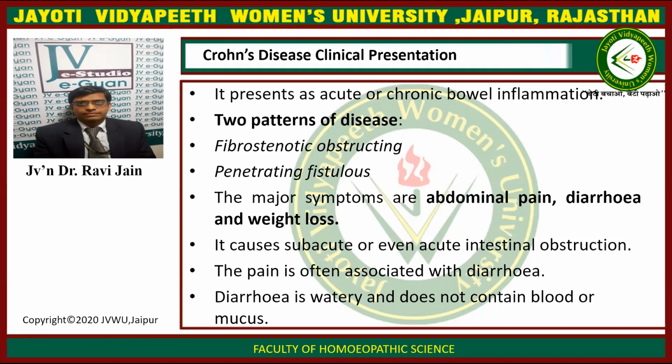Now, the clinical presentation in case of Crohn's disease. It can present as acute or chronic bowel inflammation. There are two patterns of the disease that are commonly seen: fibrostenotic obstructive and penetrating fistulas. So there is fibrosis, stenosis or narrowing, causing obstruction. And the second one is penetrating fistulas, meaning fistula formation.